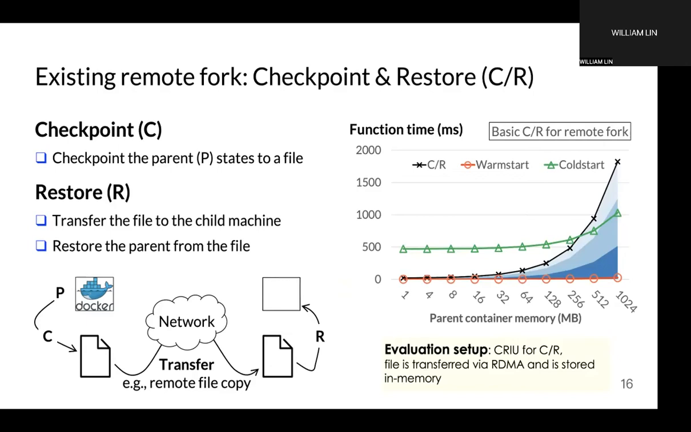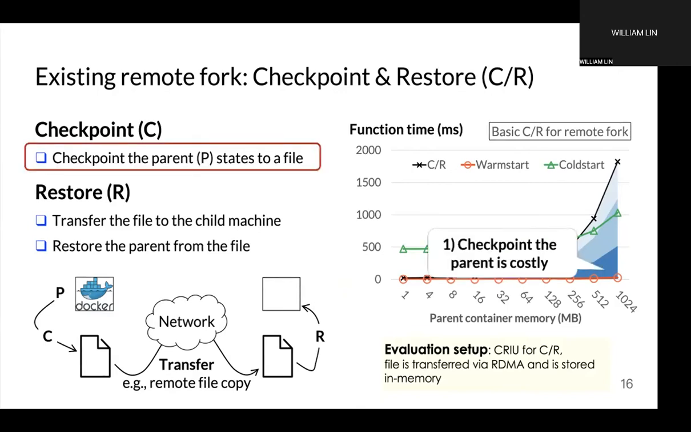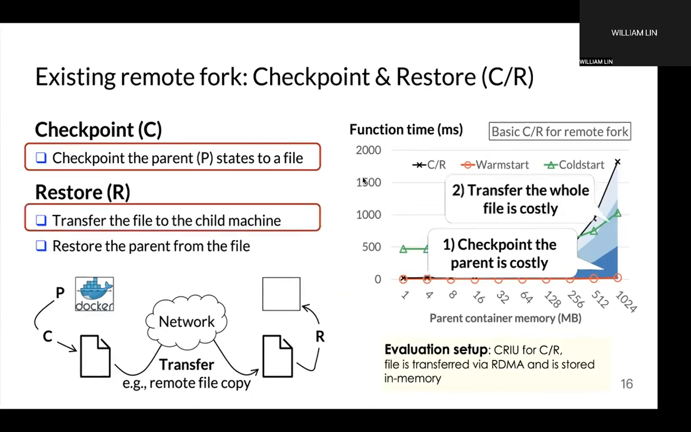We tried this approach, but we found that checkpoint and restore cannot outperform cold start when the child touches more than 256 megabytes of the parent's memory. And we found it is due to the following two reasons. First, checkpointing memory to the file is costly, whose overhead is proportional to the parent's memory size. Second, transferring the entire file to the remote machine is also costly, and is typically not necessary for serverless functions because they only touch a subset of the parent's memory.